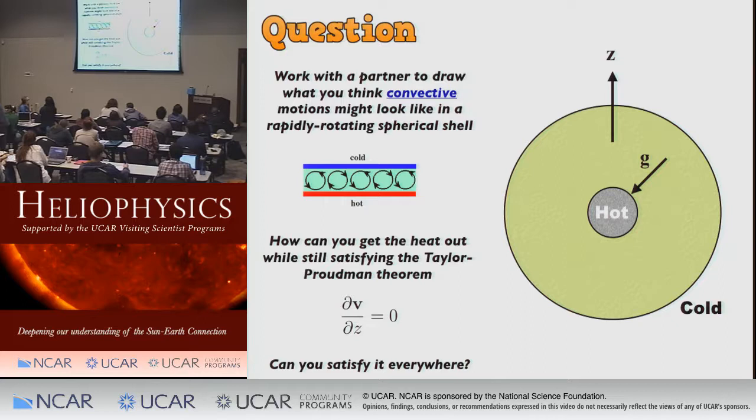Yeah, you can do that. That's independent of Z. But does it get the warm fluid from the bottom to the top? So you want to simultaneously get the warm fluid from the bottom to the top and have a flow that's independent of Z. Yeah, you can do that. That works at the poles.